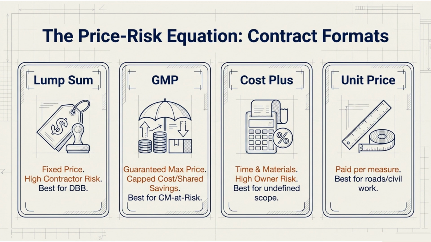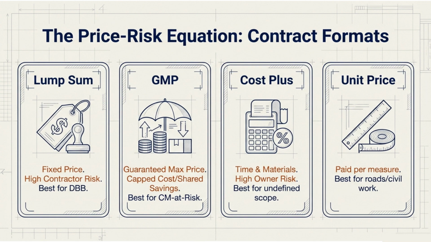Next, GMP, Guaranteed Maximum Price. This is like having a spending cap on your credit card. But if you spend less, you actually get to share the savings. It's the friendly cousin of lump sum. You're protected from runaway costs, and the contractor is protected from total loss. Win-win. But here's the catch. You need open book accounting, which means the contractor shows you every receipt. Best for construction manager at risk situations.